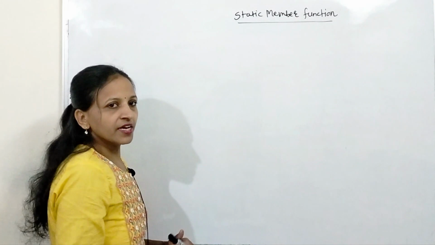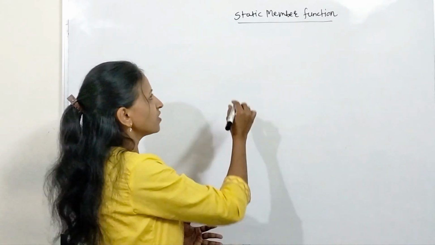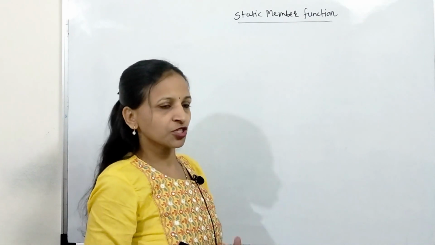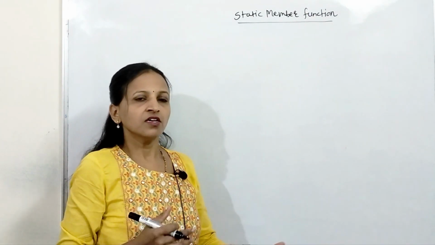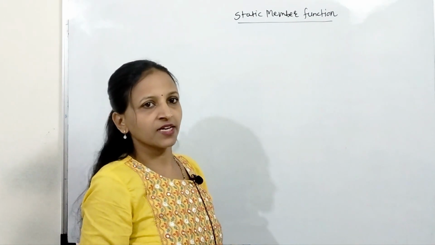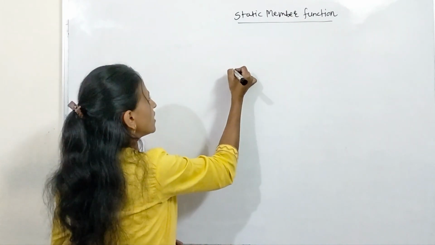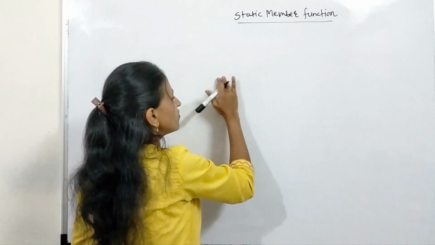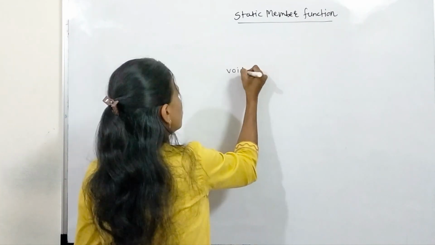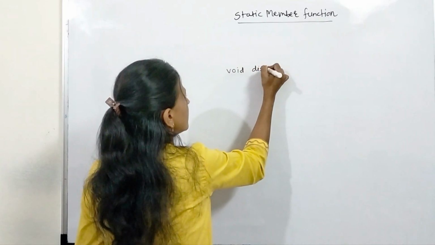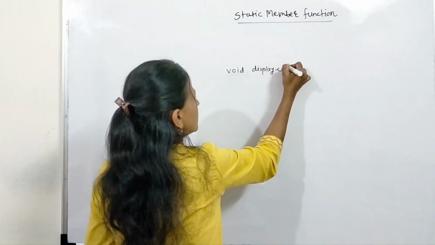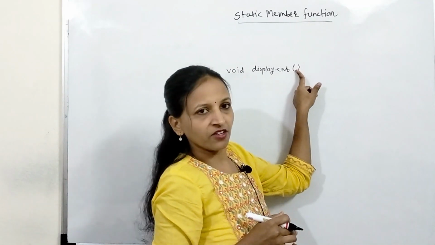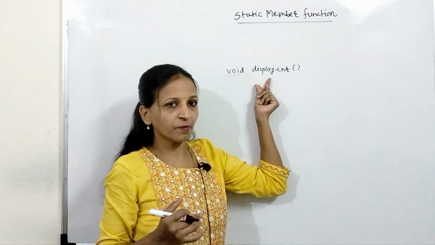Suppose I want to write a member function of a class. Suppose a test class is there, and inside that I am writing one member function to display the count of the number of objects created of that class. We can write a function like void display count, because the return type is void as we are just displaying the count, and no argument is required. How to call this member function?